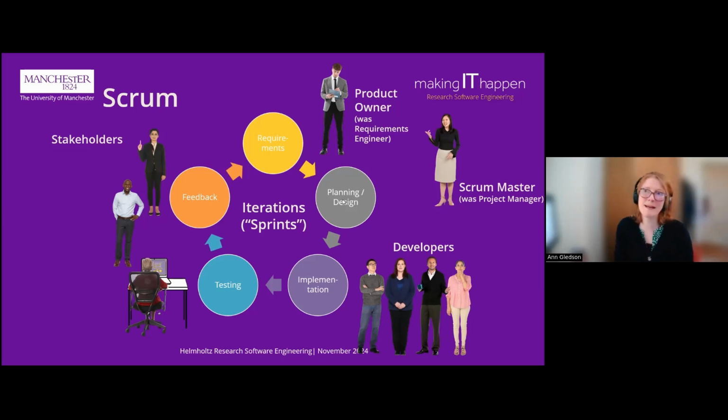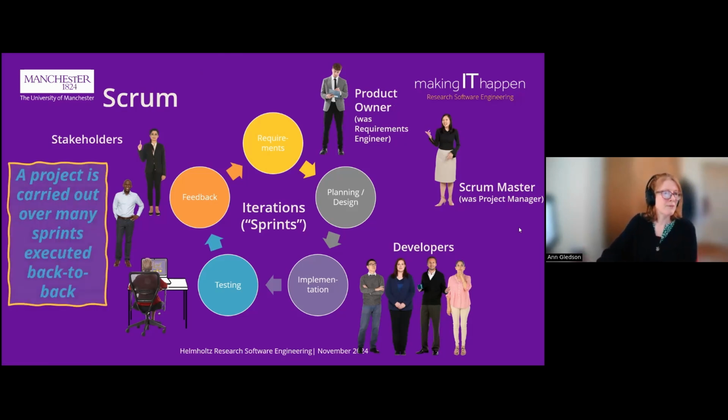A sprint might be 2 weeks, it might be a month, depending on how much the RSEs are working on a project, whether they're part-time or all of their time is on a project, and how many there are. So the product owner, who was the requirements engineer, I'll explain what the product owner does in the next slides, and there's now a Scrum Master who was the project manager, and the developers are still the developers, and the same with the stakeholders. So a project is carried out over many sprints, executed back to back, as we'll see in the next slides.